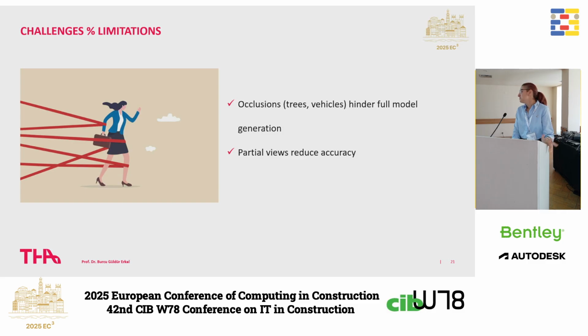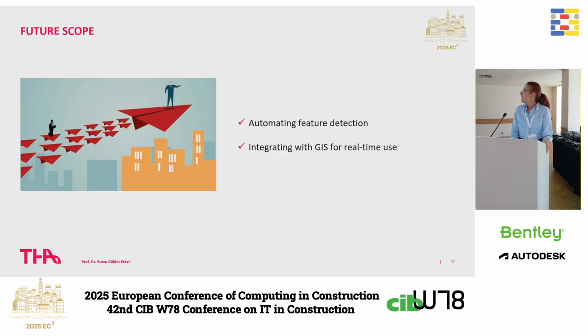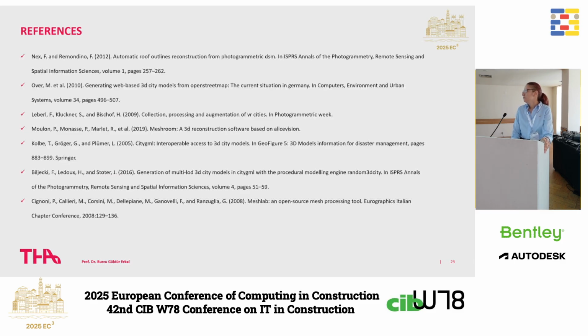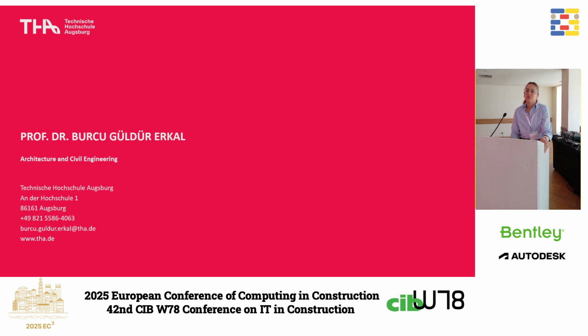So the occlusions are always a problem. Partial views reduce our accuracy, as I said, so we cannot always match it up with other sensors. And automation of feature detection, improving our detection strategy, and integrating with GIS maps will be useful for, again, informing the related parties. So these are the references, and thank you for listening.